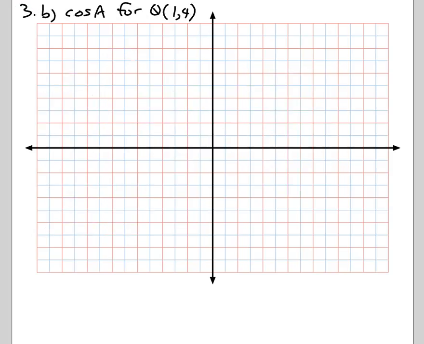3b, looking at the cosine ratio. The point (1, 4) would be located in quadrant 1. Fairly steep angle. Draw your terminal side, drop down to the x-axis. Label your point, which is letter Q, (1, 4). Label the sides as we know them.